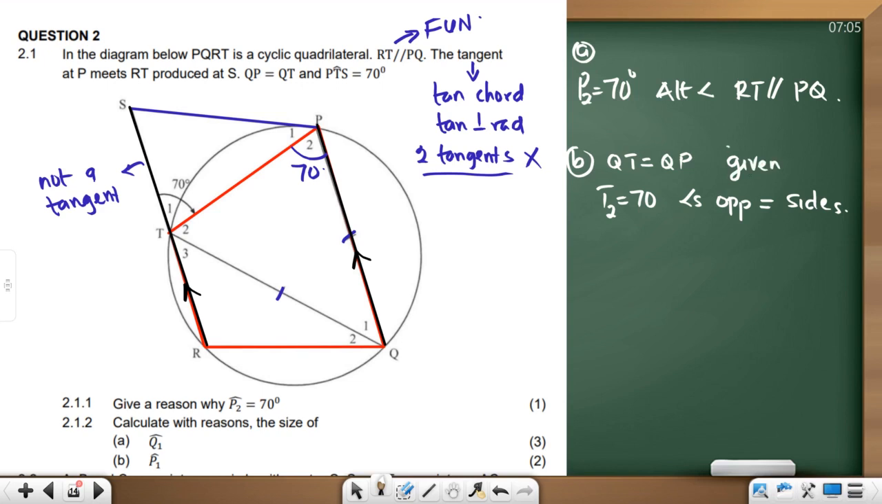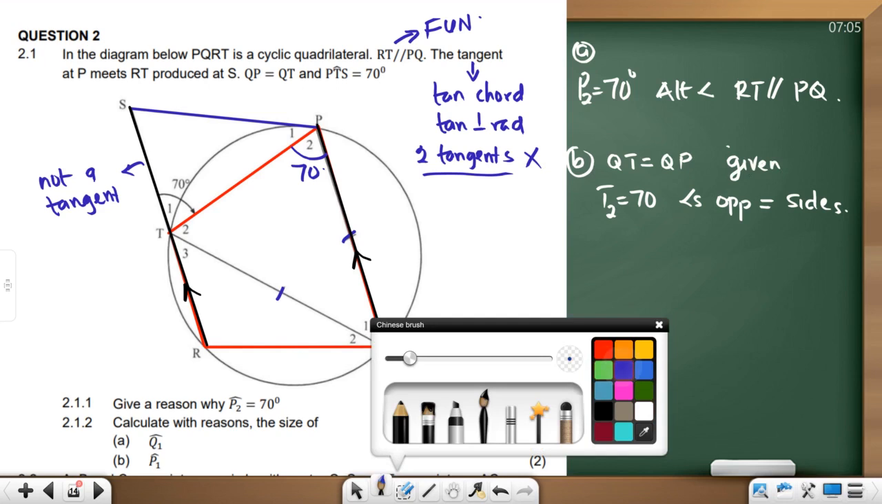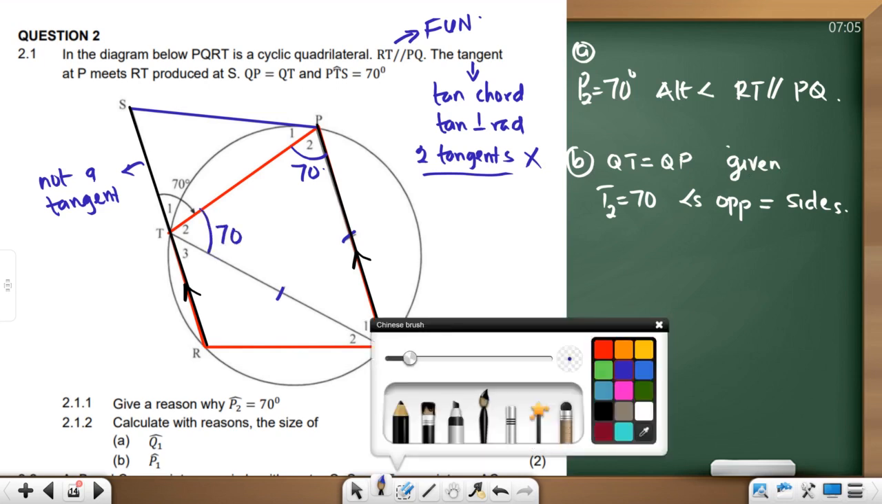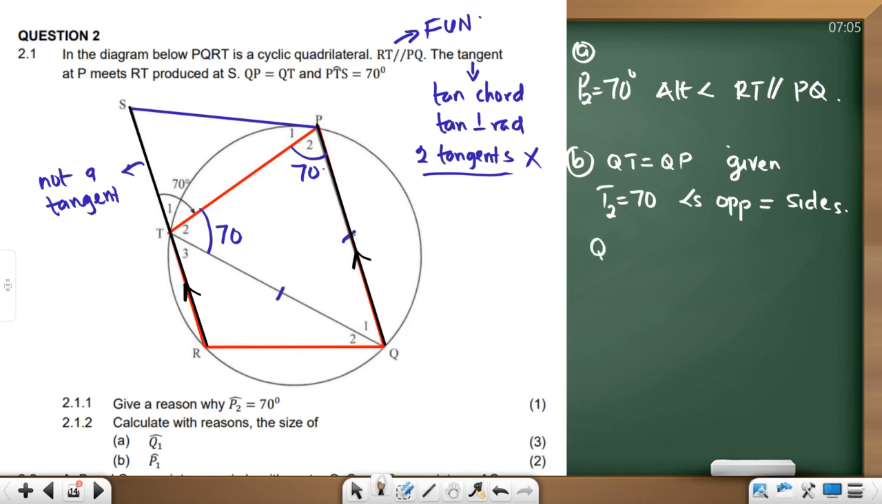Therefore, T2 is 70. And please, to make Euclidean easy, any angle you get, write it there. So Q1 will be equal to, we add all the three together, that's 70 plus 70, 140, subtract from 180, Q1 is equal to 40 degrees. Reason: sum of angles in a triangle. And you're done, 3 marks. Now we're looking for P1.